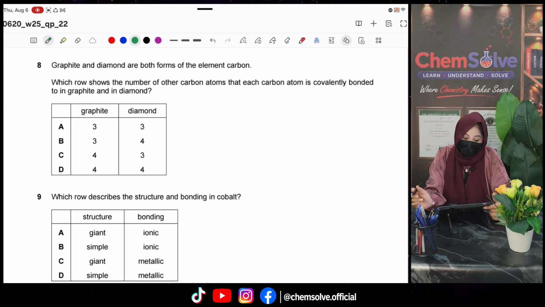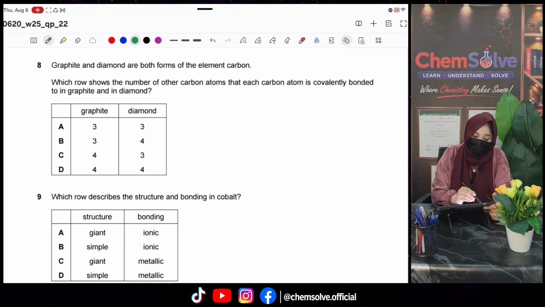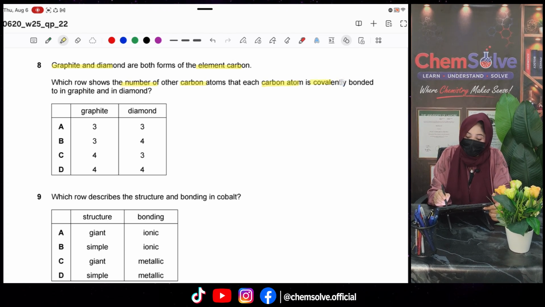Okay, question number 8. Graphite and diamond are both forms of the element carbon. Which row shows the number of other carbon atoms that each carbon atom is covalently bonded to in graphite and in diamond? Okay, let's see the chemistry behind this question.